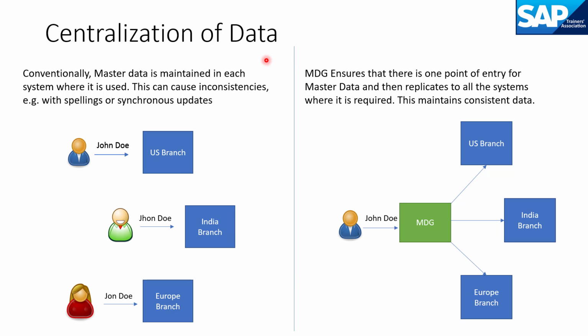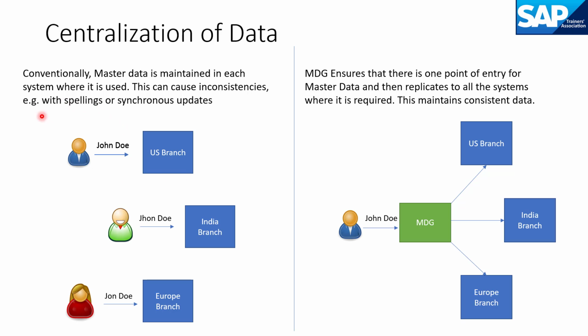The third thing is centralization of data. Centralization of data means that there should be one point of entry for the data, and that system should ensure that the same data is copied to all the other systems. And MDG serves the purpose for that.